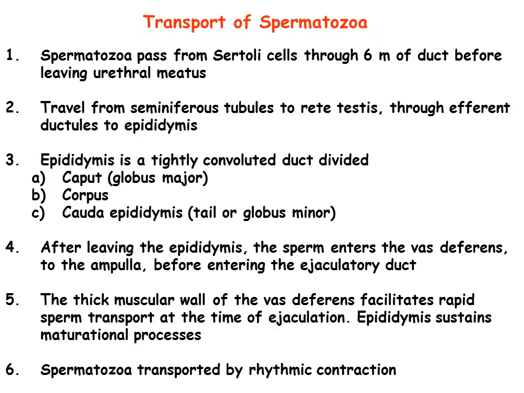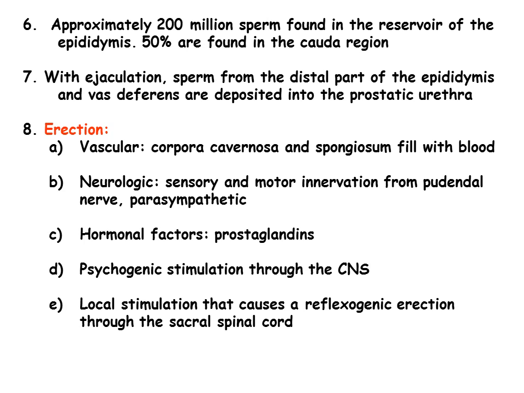Well, the sperm have to be transported from the testes to the penis for ejaculation. So they pass through the Sertoli cells and into the duct, and they travel from the seminiferous tubules to the rete testis and through efferent ductules to the epididymis, and then go through the epididymis and enter the vas deferens before entering the ejaculatory duct. There are, of course, muscles in the vas deferens, which help to push the sperm forward. The epididymis itself sustains the maturational process through the production of certain secretions. And the sperm, although they are capable of movement on their own, are transported in part by rhythmic contraction. Typically, there are about 200 million sperm in the reservoir of the epididymis, and the rest are found in the cauda region.